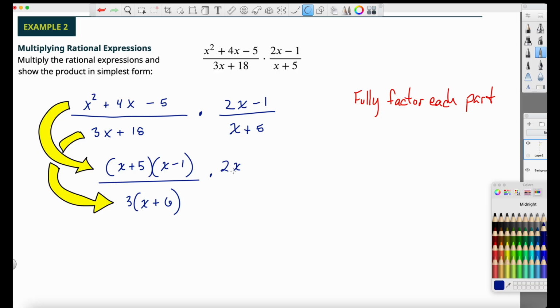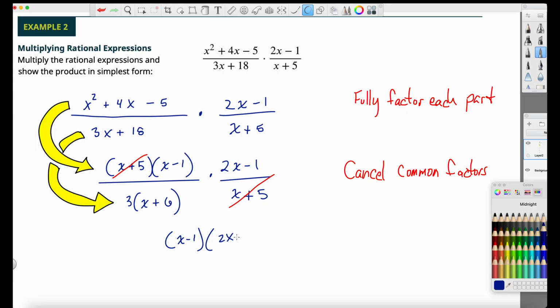And in the second rational expression, there's nothing really that we can factor. So let's take a look at what do we have that can cancel. Well, we have just an x plus 5, and so we're just going to cancel that and rewrite the rational expression, and then we're done.